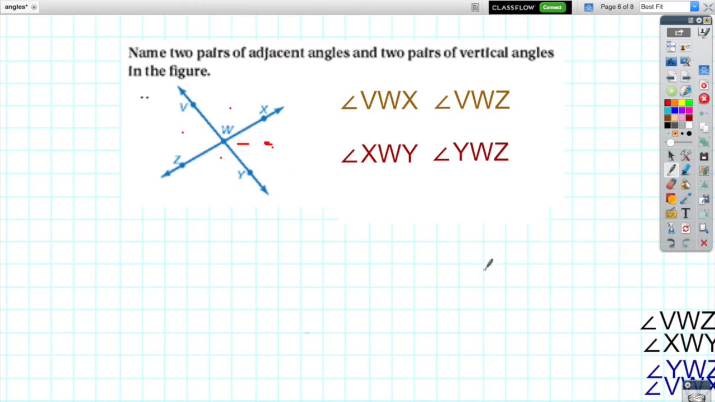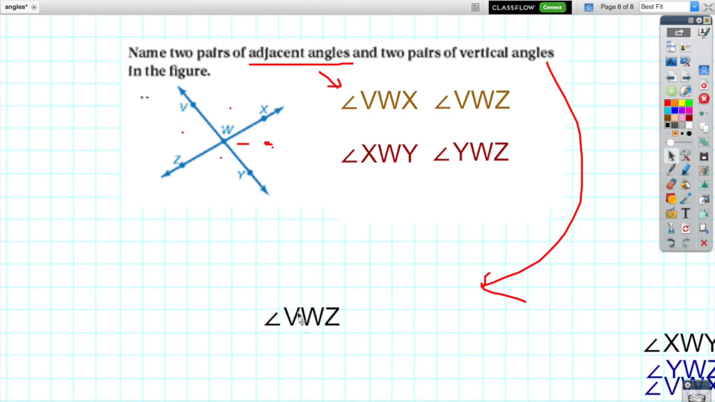Alright, now let's go back to vertical. Vertical's a little different. I'll put those down over here. In fact, I should probably put an arrow here so we don't get confused. So adjacent angles are these 2. So vertical angles, let's put them down here. So I might start off with this one, VWZ. So VWZ is this angle over here.